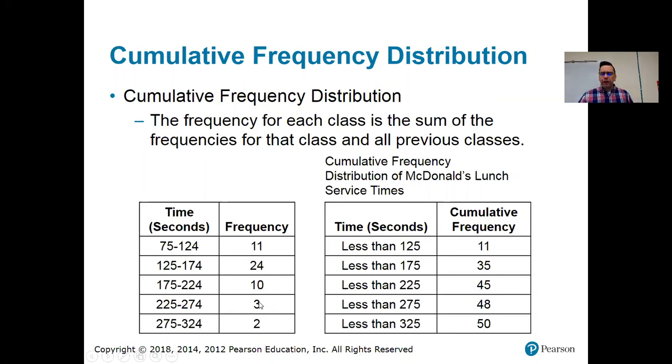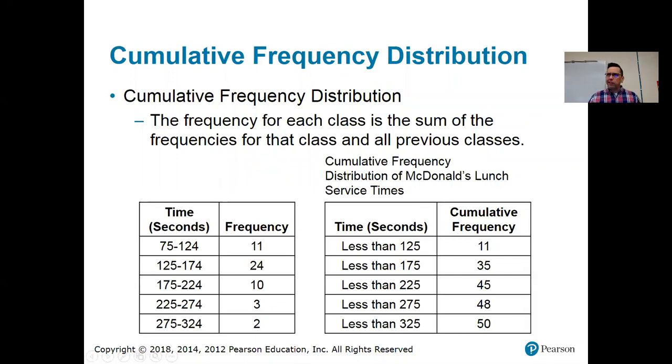And then if you add 3 more, you get 48. And then if you add 2 more, you get 50. So the very last number in your cumulative frequency table should be the whole thing.